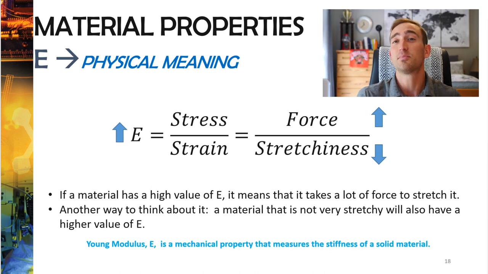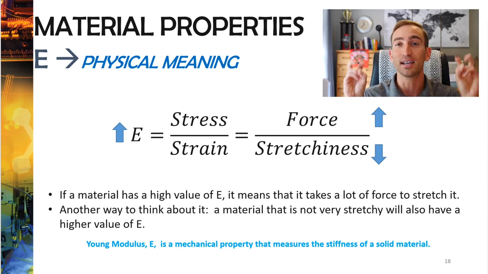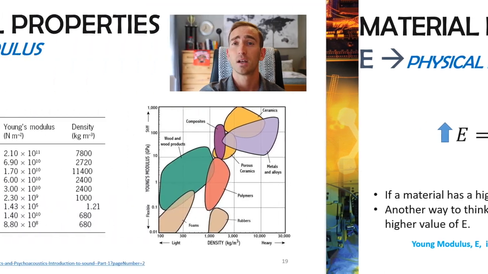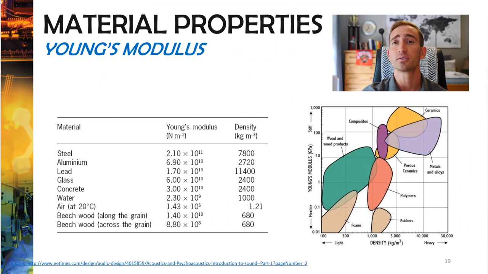And this makes sense because if you look it up on Wikipedia, Young's modulus is referred to as the mechanical property that measures the stiffness of a material. So the higher the Young's modulus, the stiffer a material you have. So let's look at some examples of Young's modulus for different materials and try and figure out what this means. Here you can see a table of different values of Young's modulus for different materials.